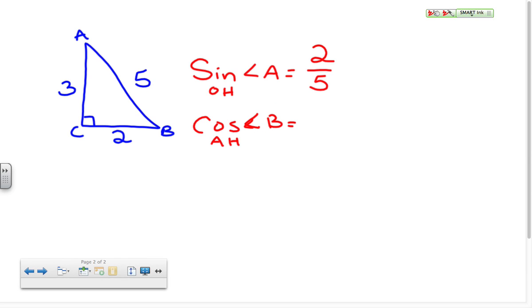Okay, cosine of angle B. So the adjacent is now 2 over 5. If you'll notice, the sine of angle A is the same thing as the cosine of angle B. That'll be important when we're doing proofs, but that's not for a while.